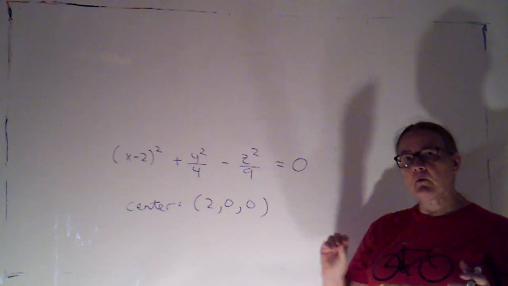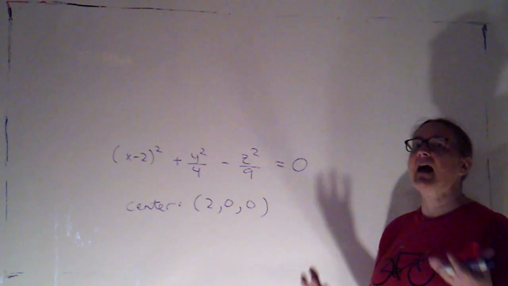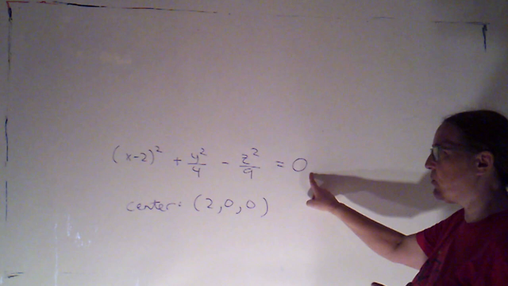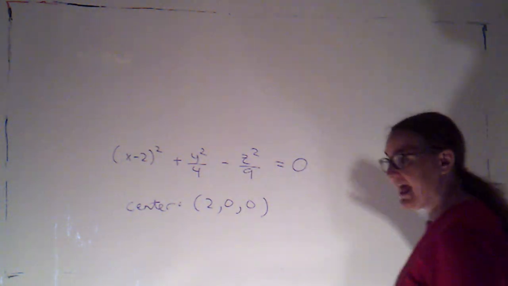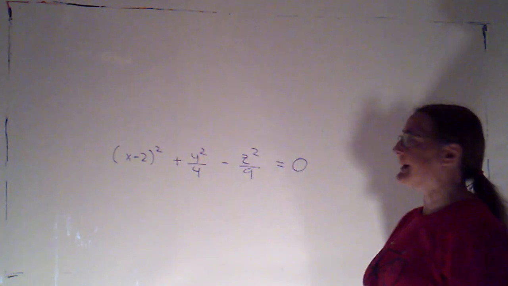Now, in the last video, we were talking about how you could count negative signs to see whether you had a hyperboloid in one sheet or two sheets. But I said make sure it's set equal to 1 before you start counting. That's because if it's set equal to 0, counting negative signs doesn't help.